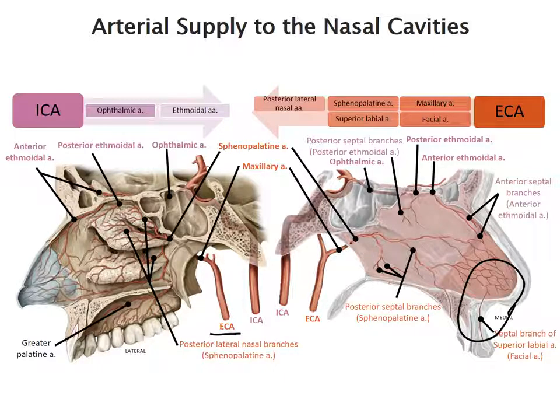In summary, the major blood supply to the nasal septum and the nasal cavities is via the sphenopalatine artery, with contributions from the ophthalmic artery, specifically from branches referred to as the posterior and anterior ethmoidal arteries, as well as a small contribution from the septal branch of the superior labial artery.